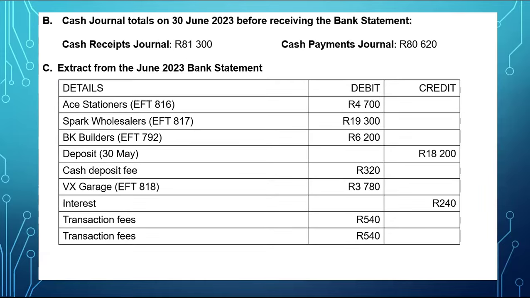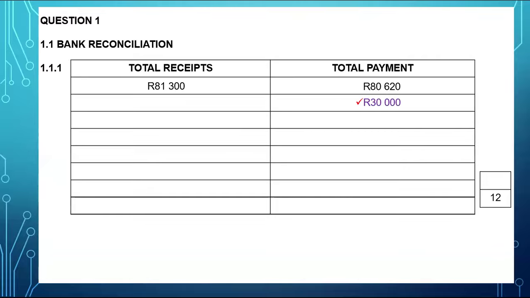They gave us cash journal totals on the 30th of June 2023 before receiving the bank statement. So this does not include anything that was in the bank statement. Cash receipts is 81,300. Cash payments is 80,620. I'll put those as my totals in the cash journals, which have already been entered, obviously.